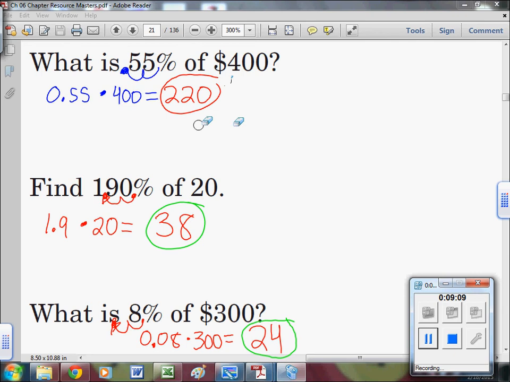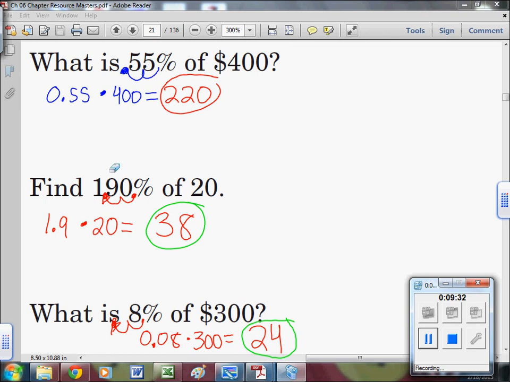Those of you who maybe make mistakes with your decimal places, if you end up with something like 2,200 or 22,000, you lost track of your decimal place and your answer is not reasonable. For example, 22,000 is huge compared to this, whereas 55% is less than all of it, because remember, 100% is all of it. So make sure your answers are reasonable.